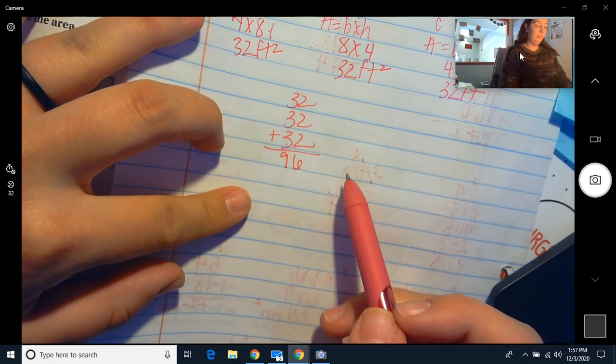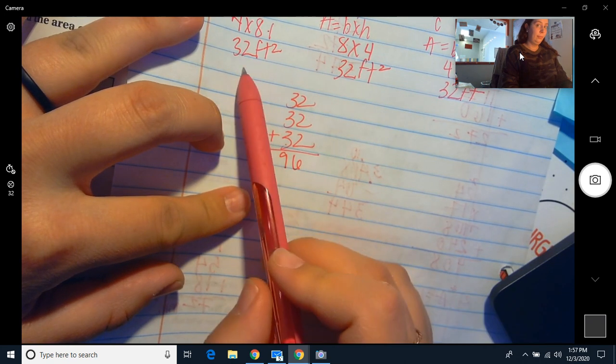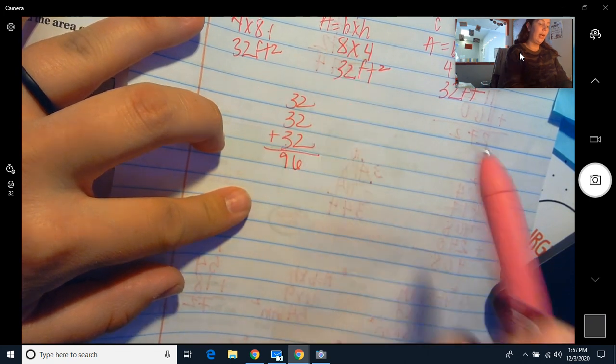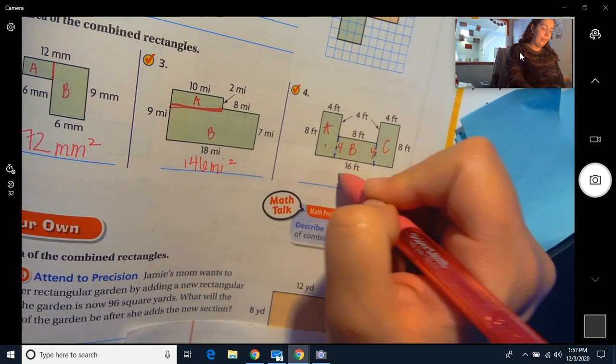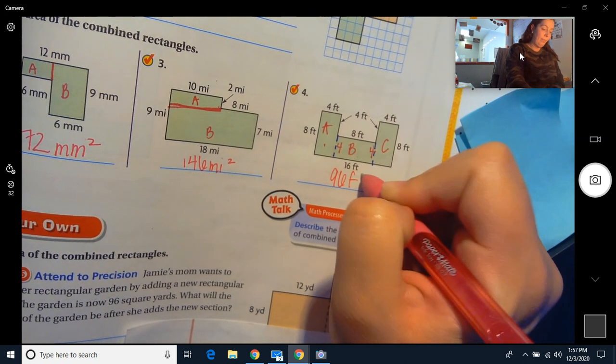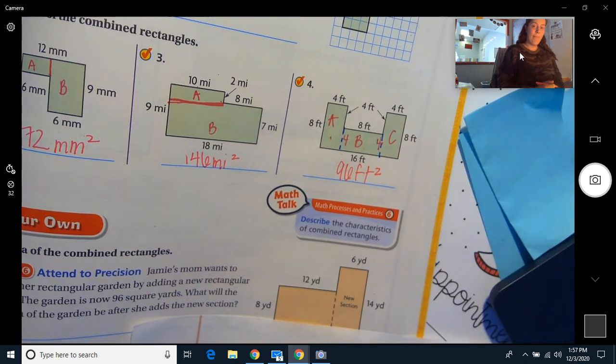I forgot. Feet squared. So the area for this shape altogether is 96 feet squared. Okay? Now we're going to look at some homework together, okay?